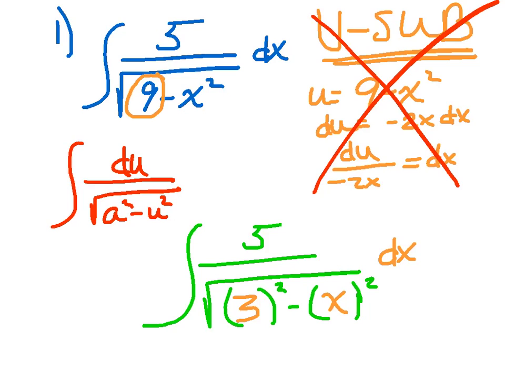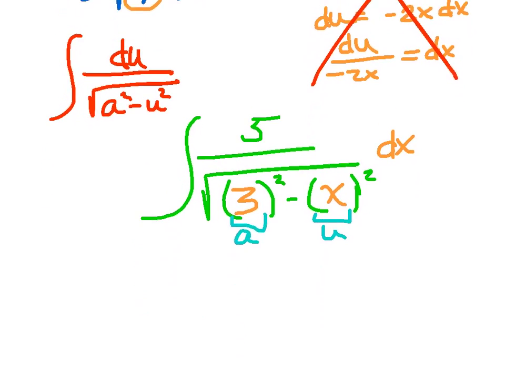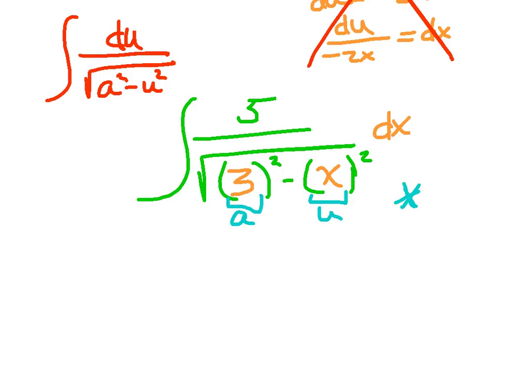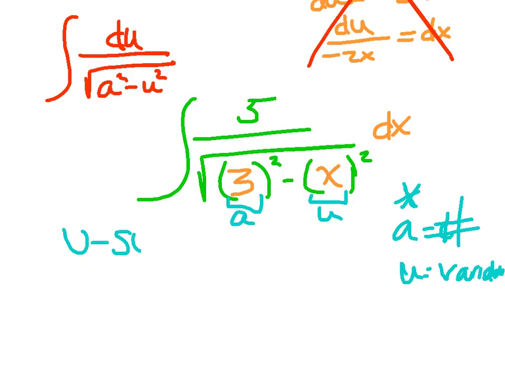So what this is implying is this value here is your a value, and this value here is your u value. And I want to make one more comment off to the side here. Your a value should be a constant or a number, and your u variable value should be a variable. Okay, so the a is the number, u is the variable. Now because I'm using a u, I still want to make sure I do a u sub.